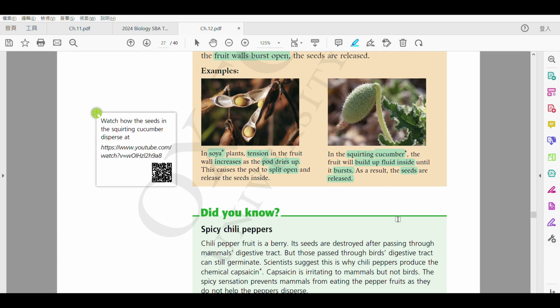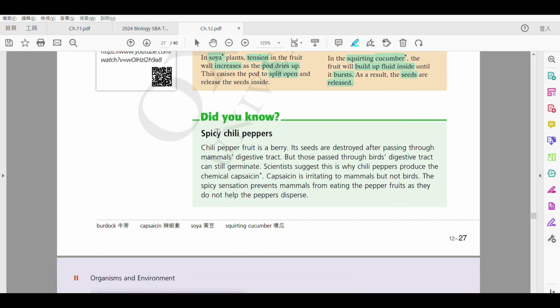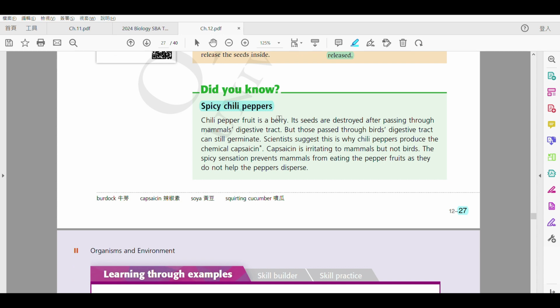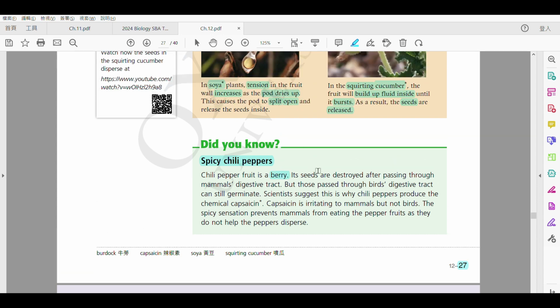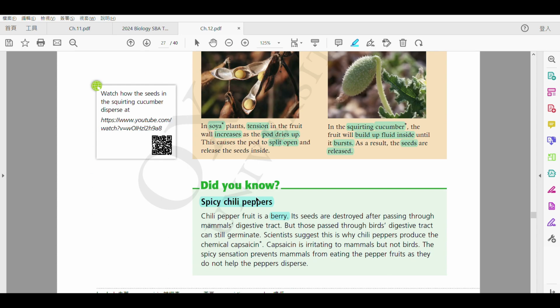OK? That's it. So the last part, I'm going to finish this one. So this is called the spicy chili peppers. Simply put, it's chili. So this fruit is a berry. It's also one type of berry. Just now we said earlier that some of them can resist the digestion of the birds, but may not be for humans. Okay, so we will talk more about this.